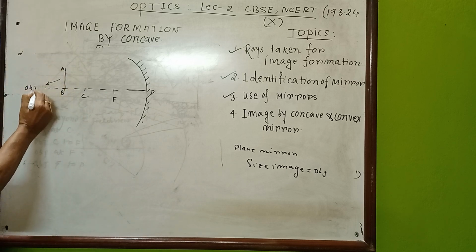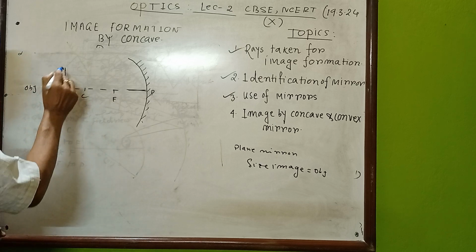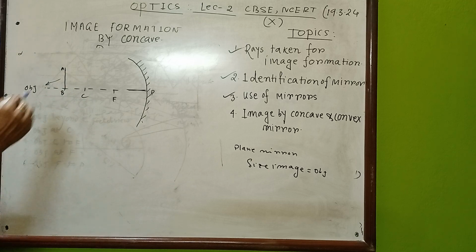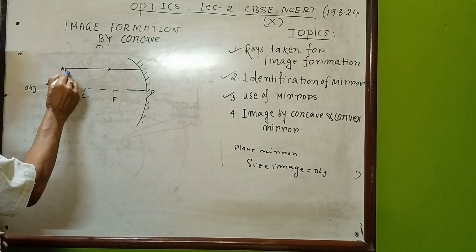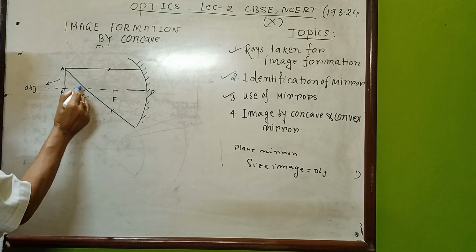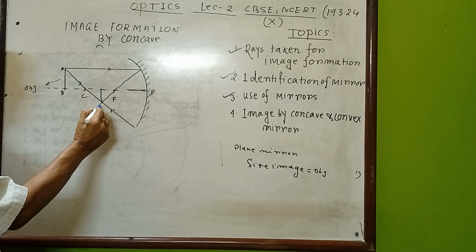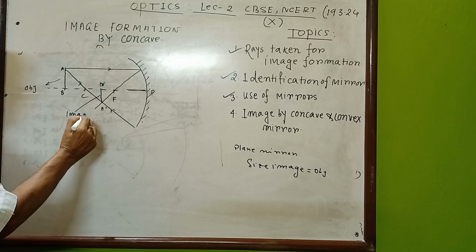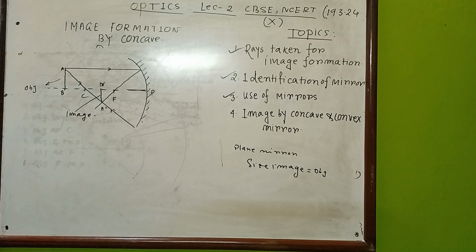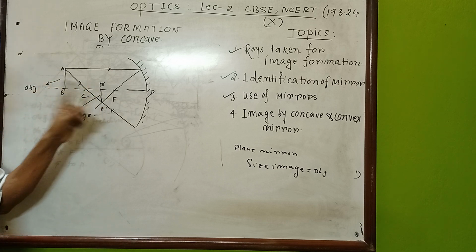Now the object is taken beyond the center of curvature. So how will you draw the picture? In that case also you are getting a diminished image. The first ray, parallel to the principal axis, you take. Another ray through the center of curvature you draw. That retraces back, and you draw the perpendicular. That is A prime B prime, the image. In that case you are getting an image, no doubt, but the image is diminished, inverted, and formed in between the center of curvature and focus.